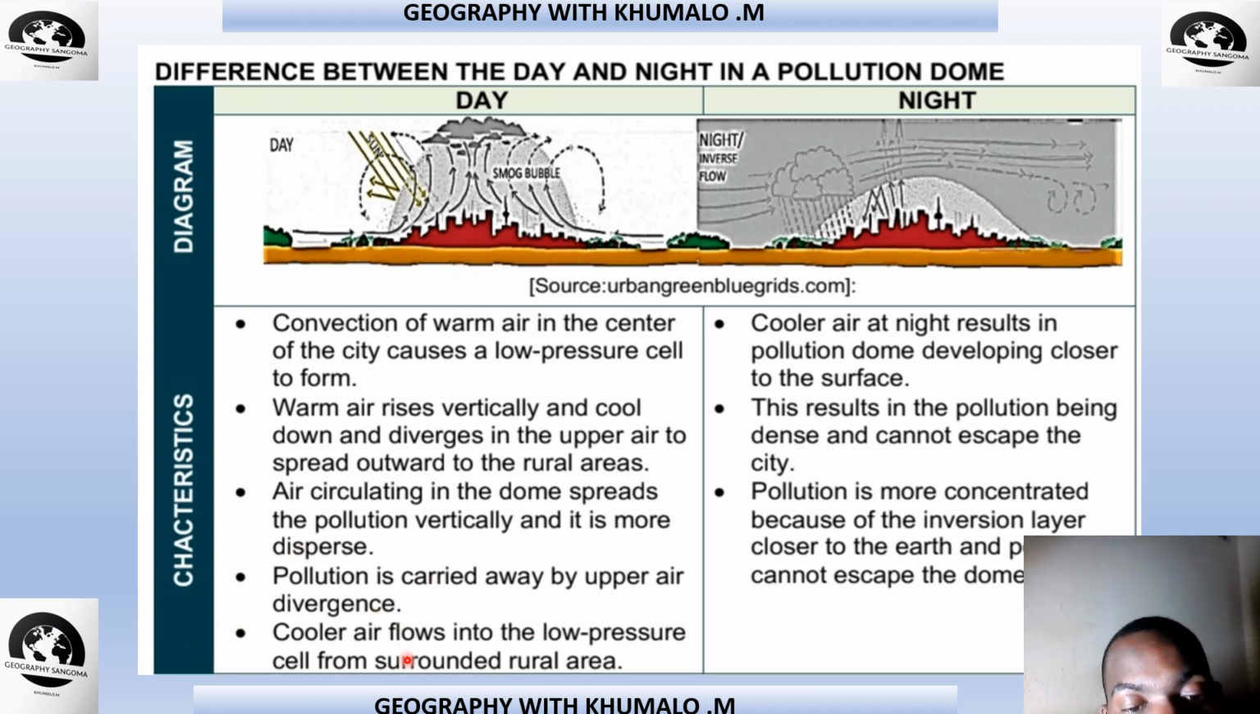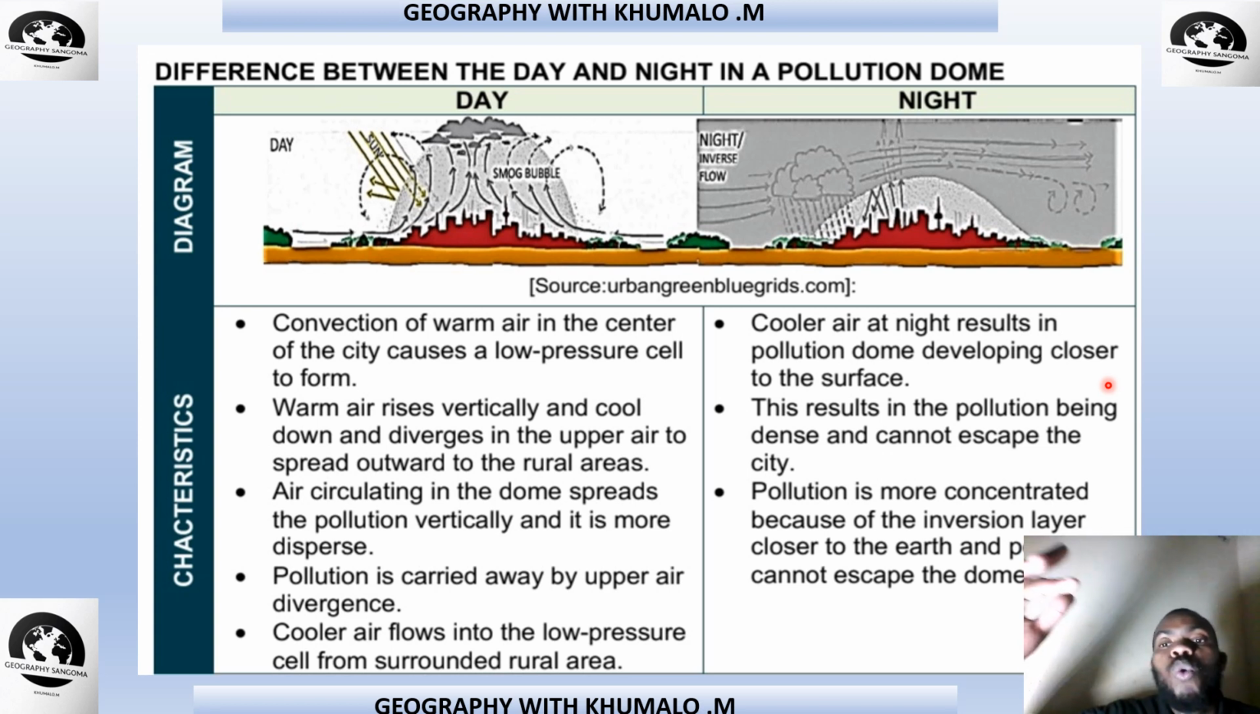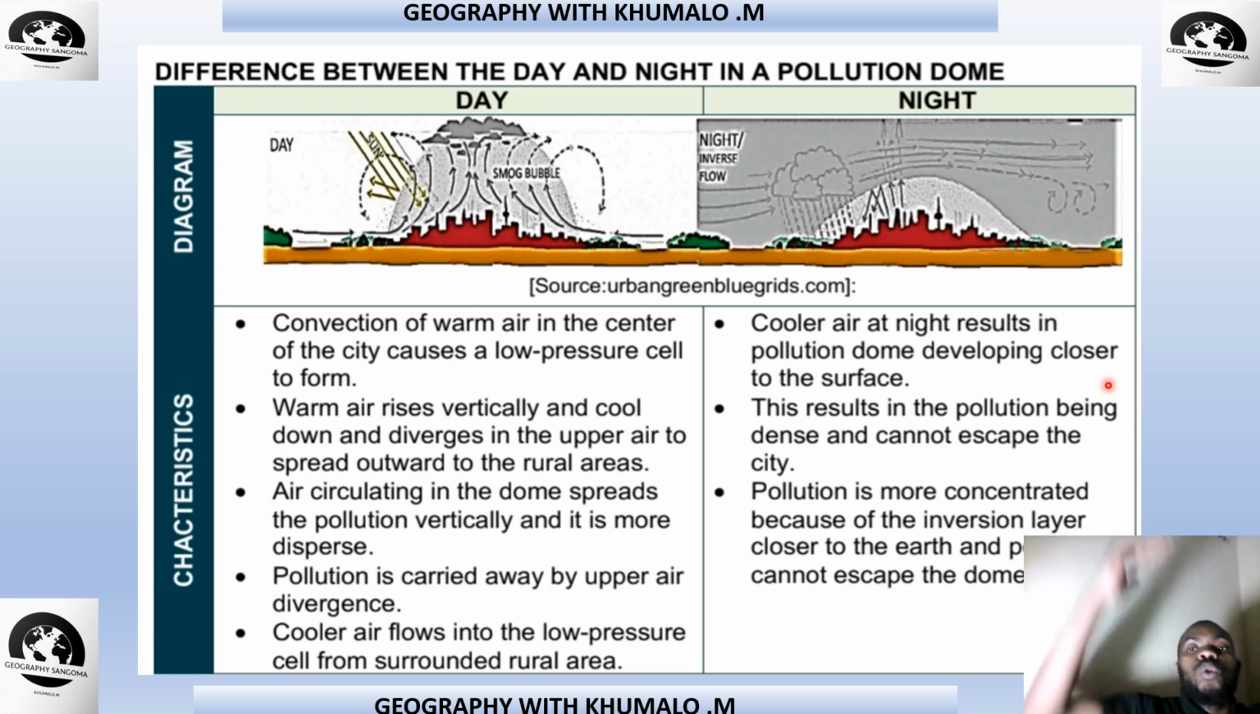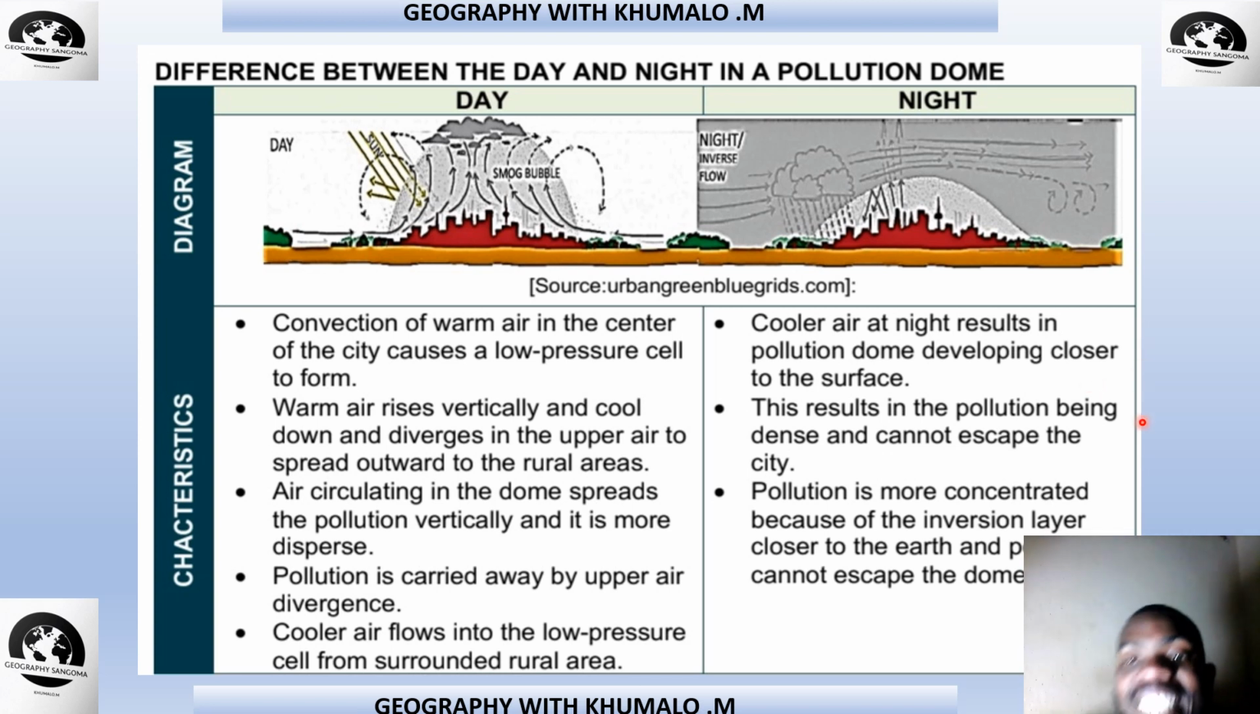Now, cooler air flows into the low pressure cell from the surrounding rural areas, while during the night, cooler air results in pollution developing very close to us, very close to the surface. So the danger of it is that the pollution dome will be closer to us during the night. So we might get sicknesses like asthma due to what? To the pollution dome that is closer to the earth's surface, because there is a dominance of cold air that is descending over a city.